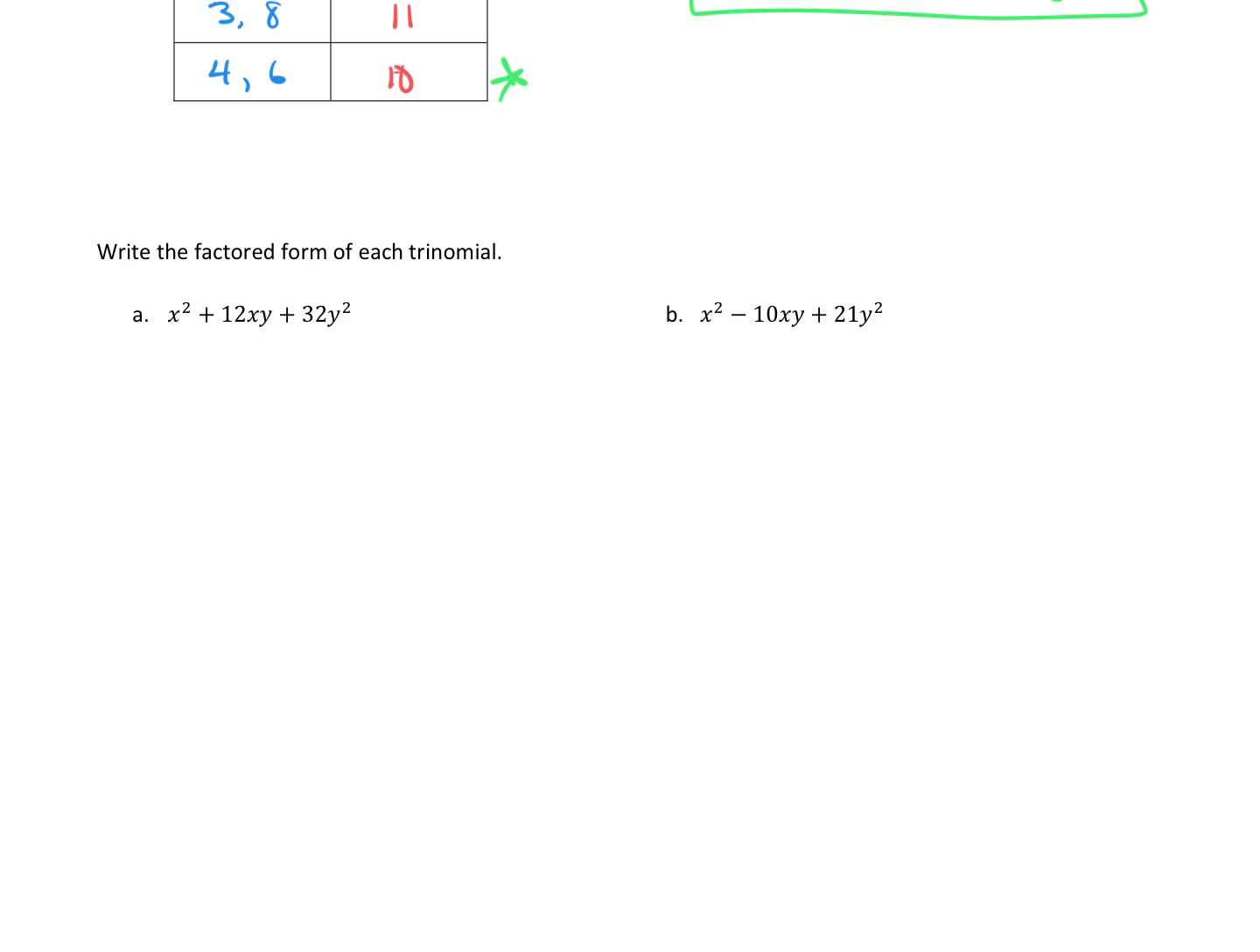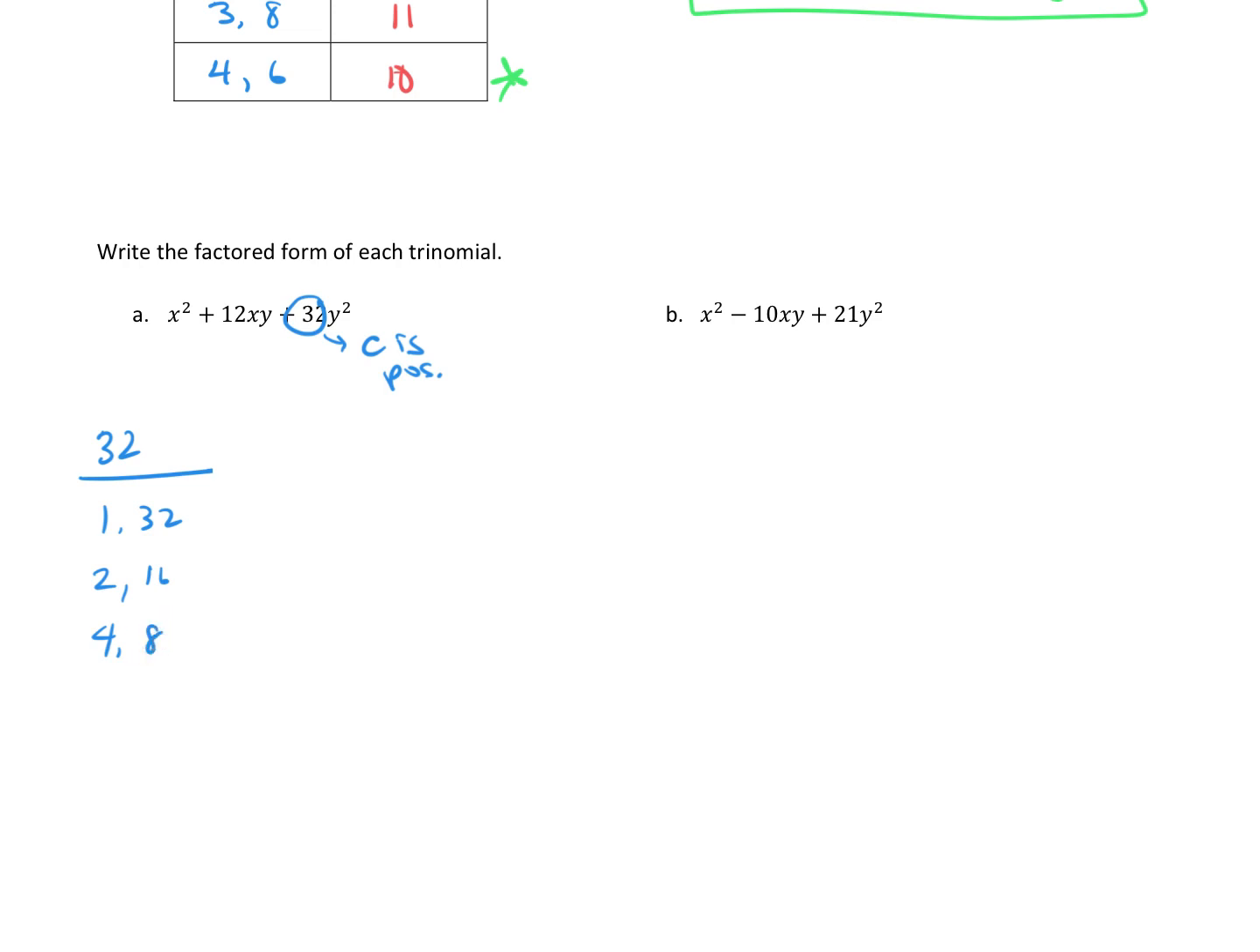So write the factored form of each trinomial. So we have x squared plus 12xy plus 32y squared. So we notice there's an x squared and a y squared, and then an xy in the middle. So we always start with the c value, positive 32. So c is positive. That means your factor pairs will both be positive or they could both be negative. So let's look at our factors of 32. We've got 1 and 32, 2 and 16. 3 is not a factor, 4 is a factor with 8. 5, 6, 7, nope, back to 8, which is a factor, but we already have it listed.